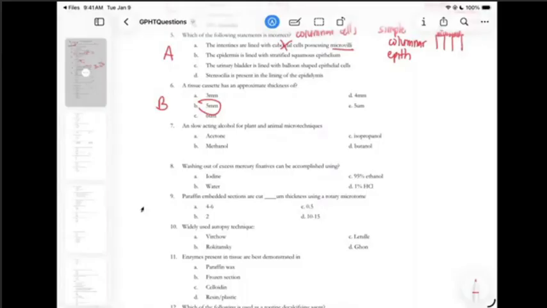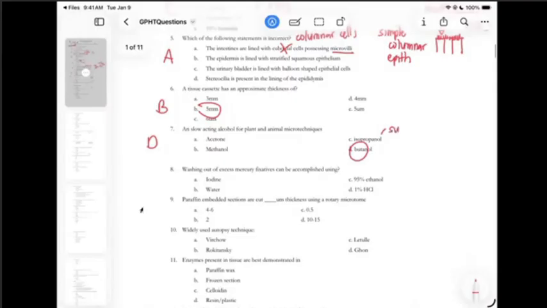So number 7, so what is this slow-acting alcohol for plant and animal microtechniques? So although this is not commonly used or routinely used, this particular dehydrating agent is useful for this. And this is your butanol. Number 7, letter D, that's butanol. So for plant and animal microtechniques, we can use your butanol. Yun nga lang medyo mabagal. Okay? Isopropanol, that's an excellent substitute for ethanol for dehydration.